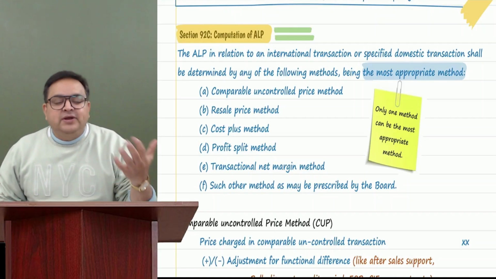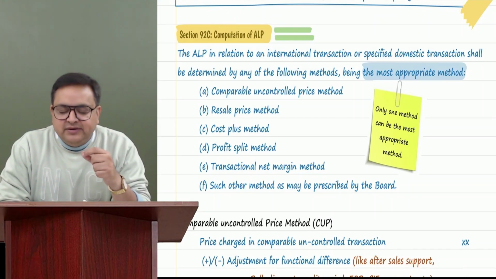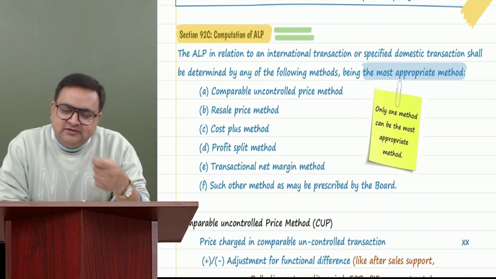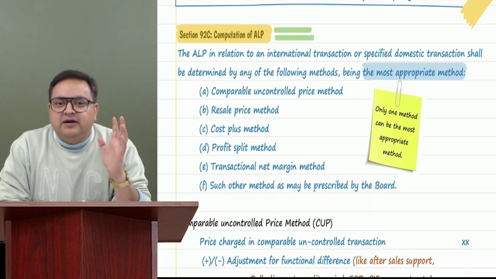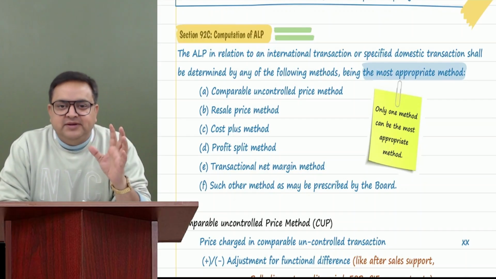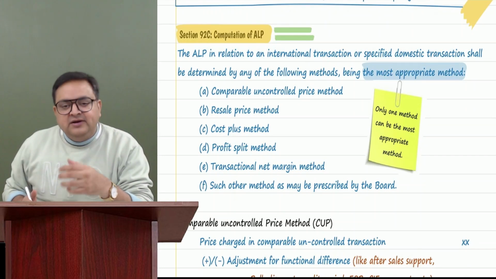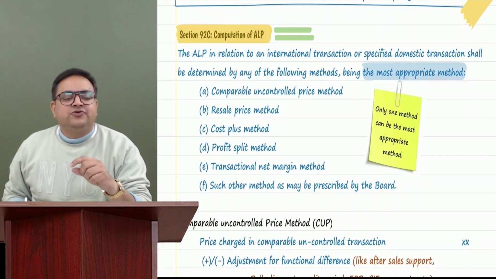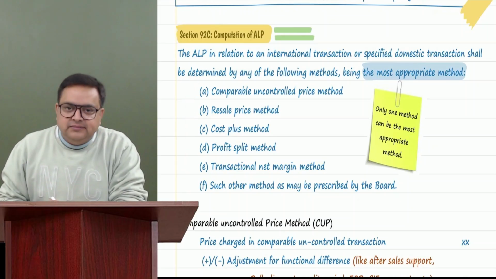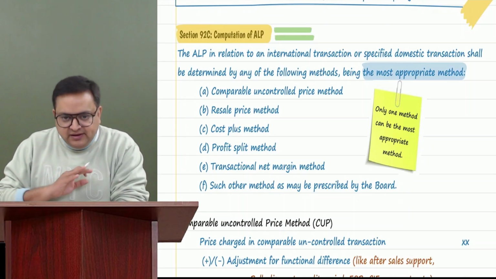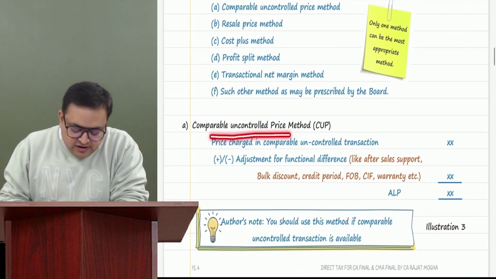Now, how will we know in an examination which method we have to use? 90% of the time they will tell you to determine the ALP by using a particular method, the comparable uncontrolled price method, or cost plus method, or resale price method. Sometimes, by reading the question, you will be able to understand which method will be applied. So we can use any of the methods given in the question. So let us first understand what is the comparable uncontrolled price method.